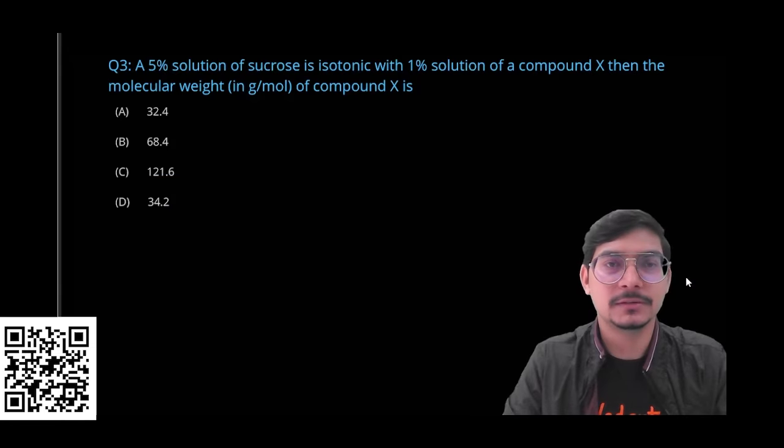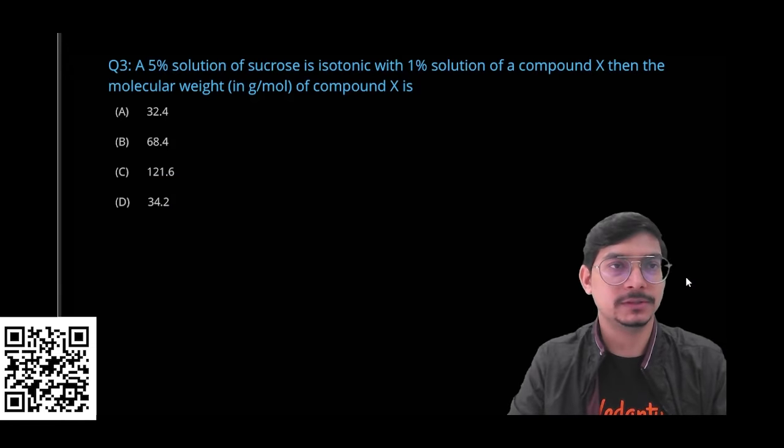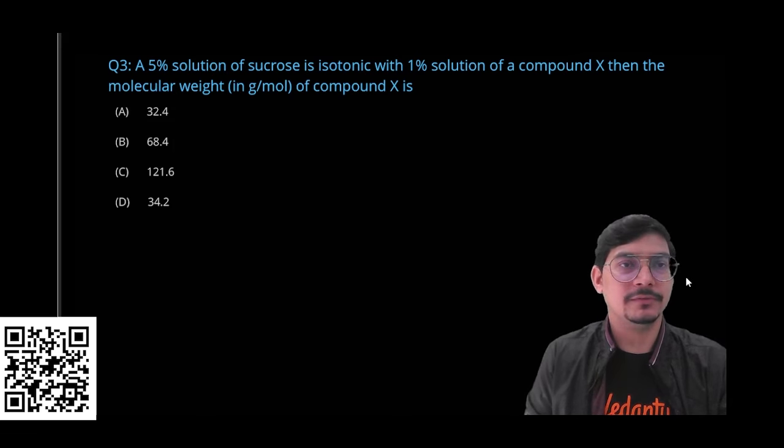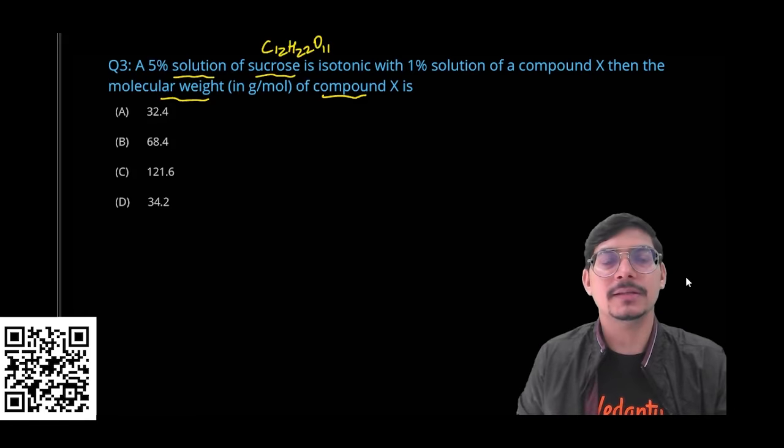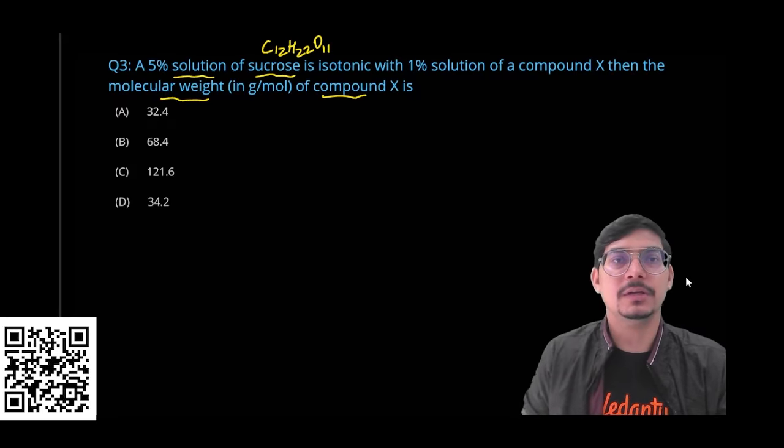Hi everyone. This question is based on osmotic pressure, which is an example of a colligative property. In this question, we have to find out the molecular weight of a compound, given the information that a 5% solution of sucrose, which is C12H22O11, is isotonic. What is the meaning of isotonic? If two solutions are isotonic, it means they have the same osmotic pressure, pi.